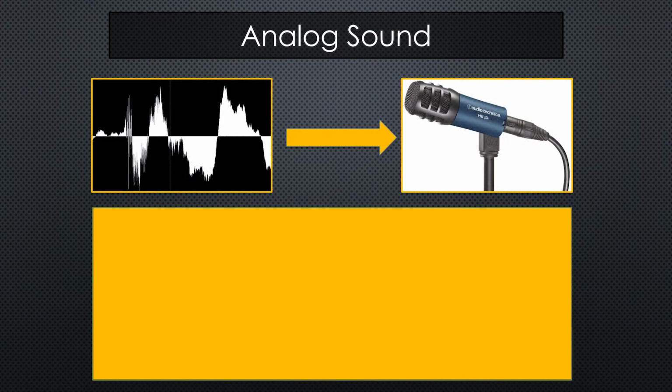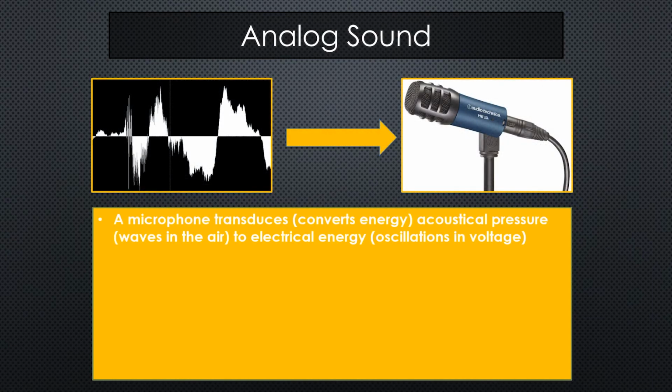So let's talk a little bit about analog sound then. A microphone transduces or converts energy, in this case acoustical pressure, these waves in the air, and it converts it to electrical energy, oscillations in voltage. Just as a reminder, microphones are a form of transducer. We have lots of transducers that we work with in real life. Light bulbs are transducers. The human body is a transducer.